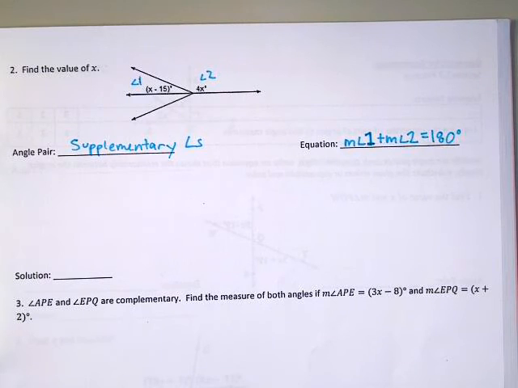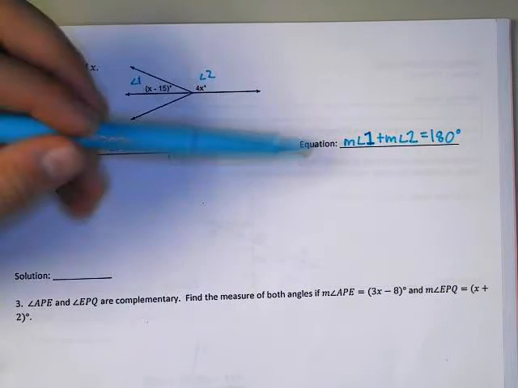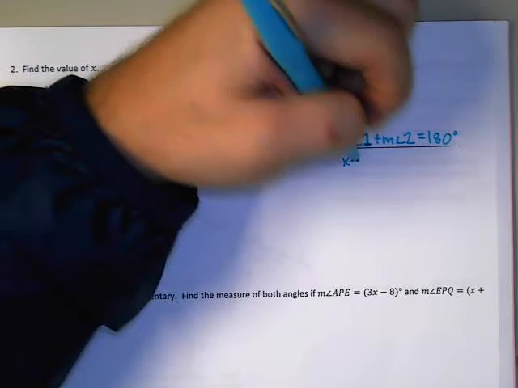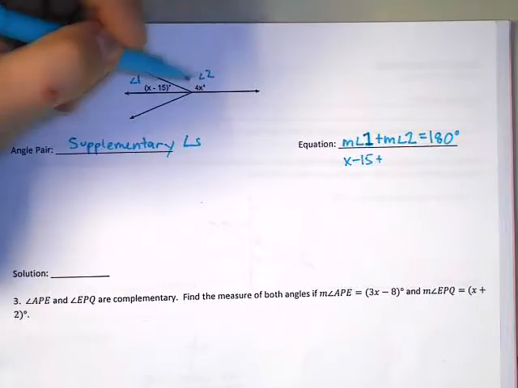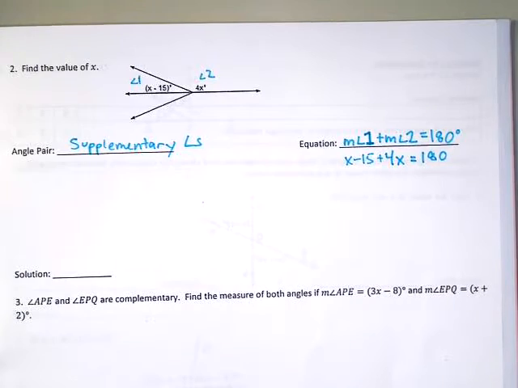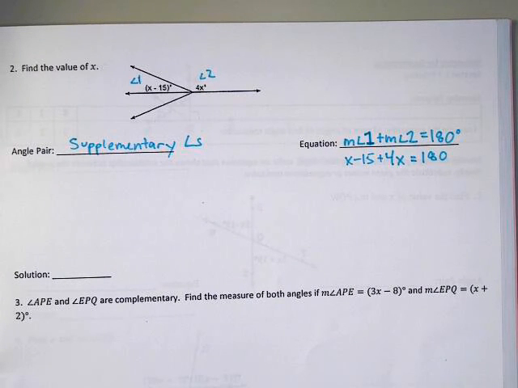All right. And once again, we have our equation. We know the angle pair. Everything's looking good. All we have to do is substitute. x minus 15 plus 4x equals 180. And I'll give you guys a little bit of time on that. Sorry, my hand was in the way. I think that's looking good.